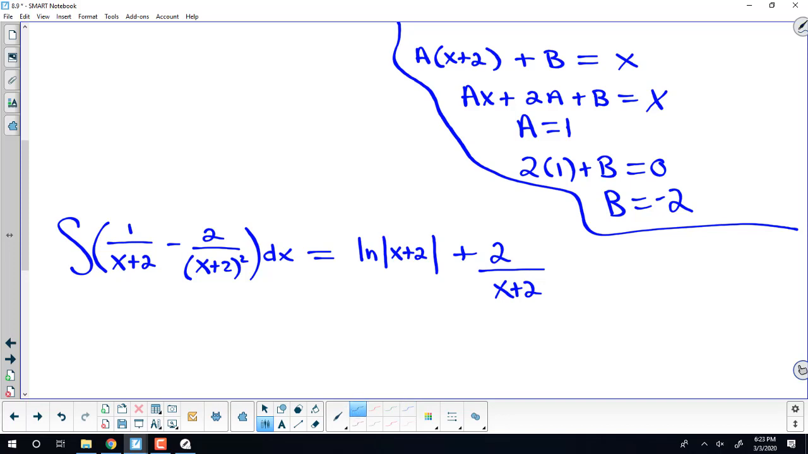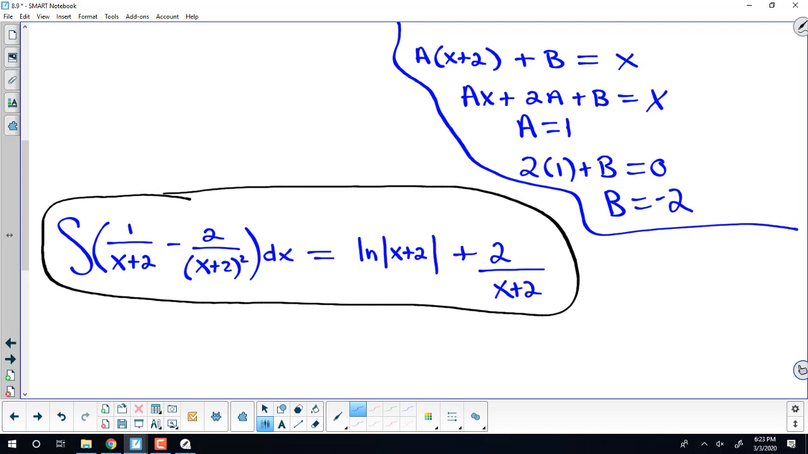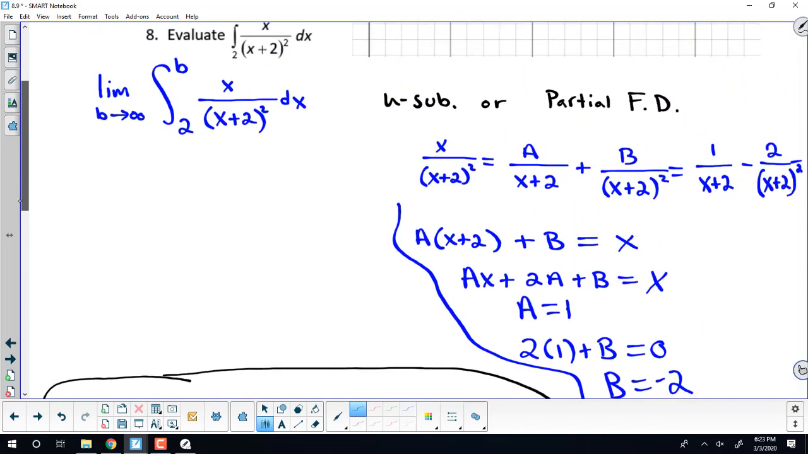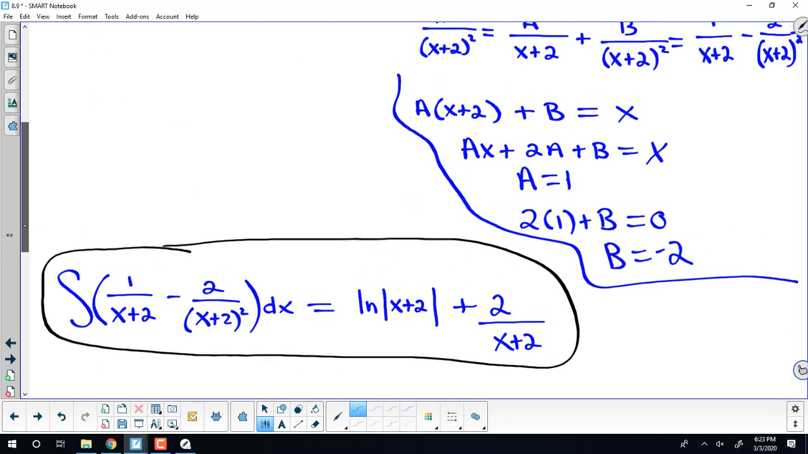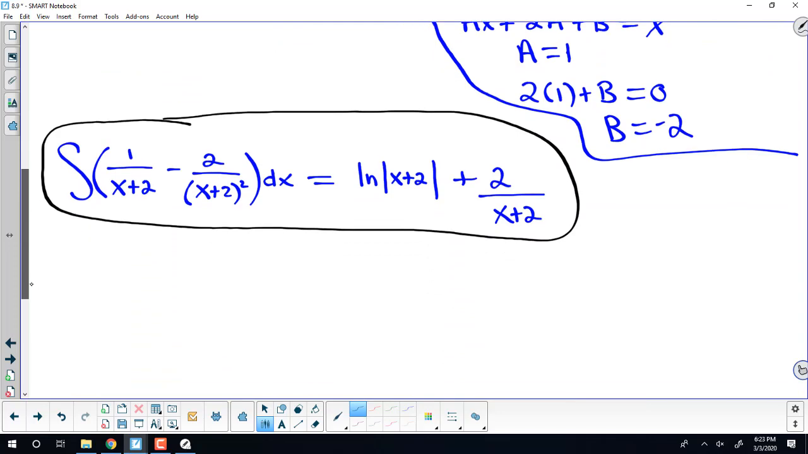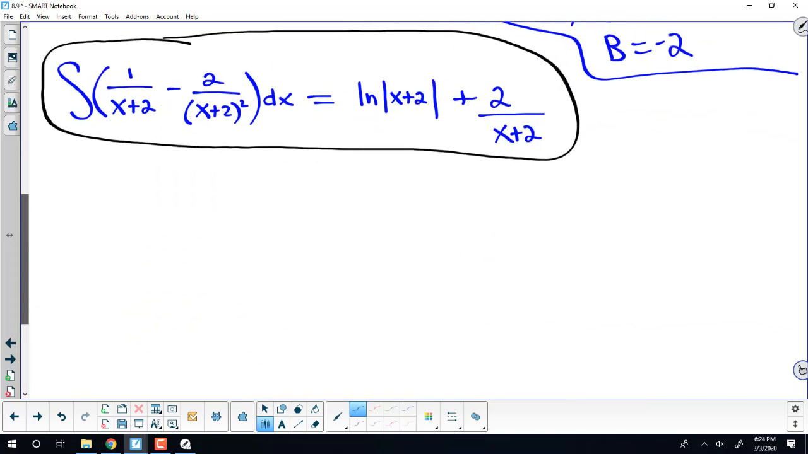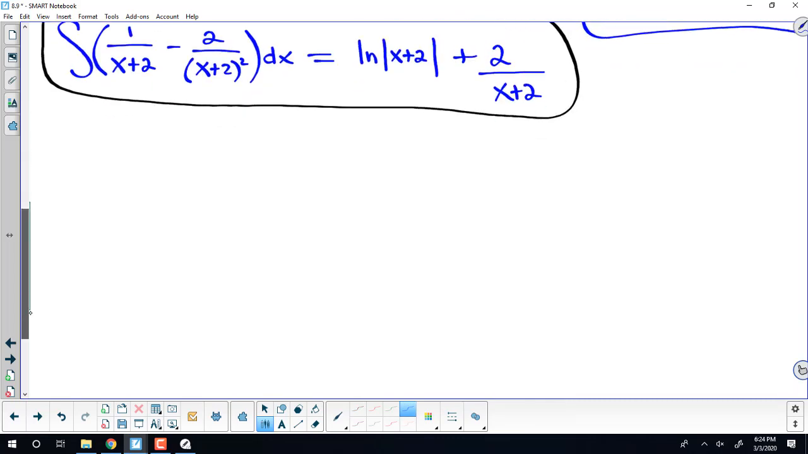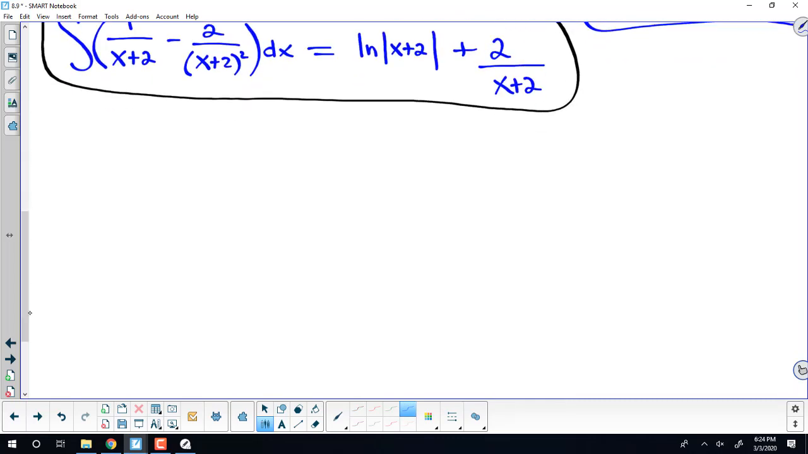All right, there's our antiderivative, so we'll separate this from the rest. And then we need to evaluate our antiderivative from 2 to b, and then let b go to infinity. Let's rewrite this here, just starting over.